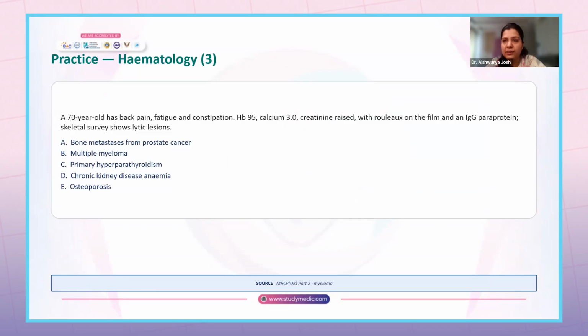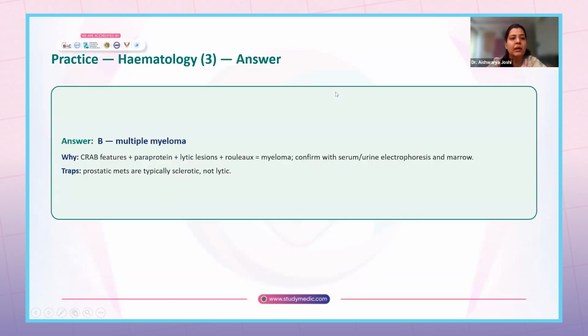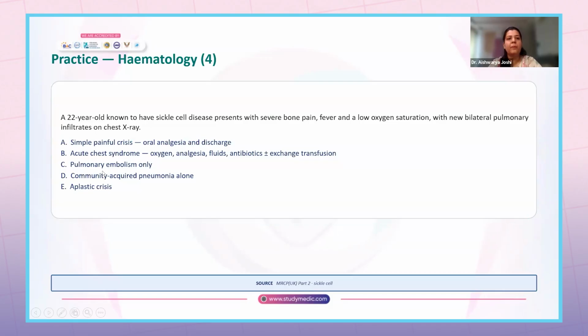A 70-year-old has back pain, fatigue and constipation. Hemoglobin is 95, calcium is 3 millimoles, creatinine is raised, and there is rouleaux formation on the peripheral blood film with an IgG paraprotein. Skeletal survey shows lytic lesions. The answer here is, it is clearly multiple myeloma. Calcium, ionic calcium is given here in millimoles. So you need to know the normal values, but the exam scenario will give you normal values, so don't have to worry. Okay, this is very clear. Now, prostatic mets are sclerotic and not lytic, if that is a confusion.